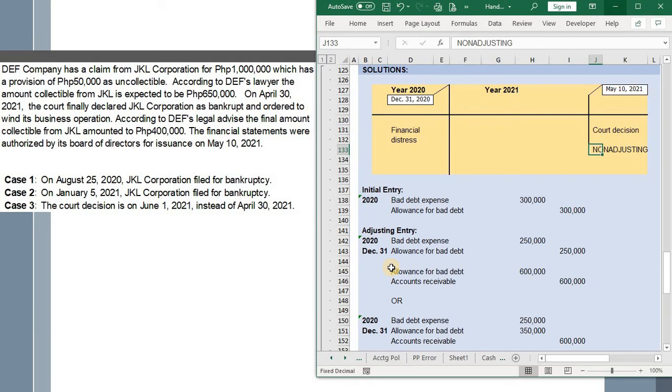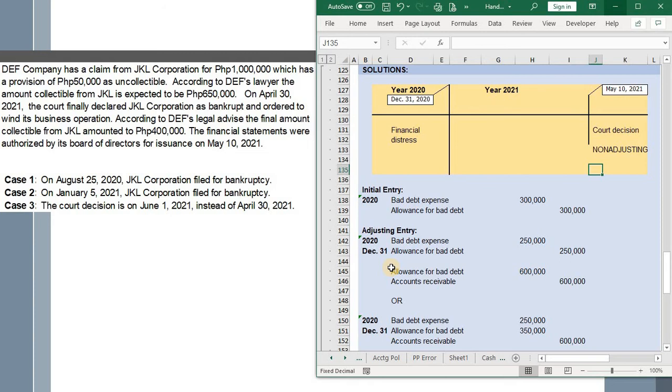So this non-adjusting event will no longer require us to determine whether such event is material or immaterial. Because once the event is after the date of authorization, we can no longer adjust or update the disclosure in the financial statements of the current reporting period.